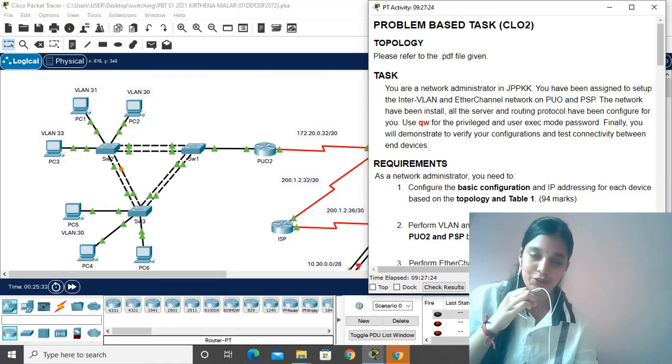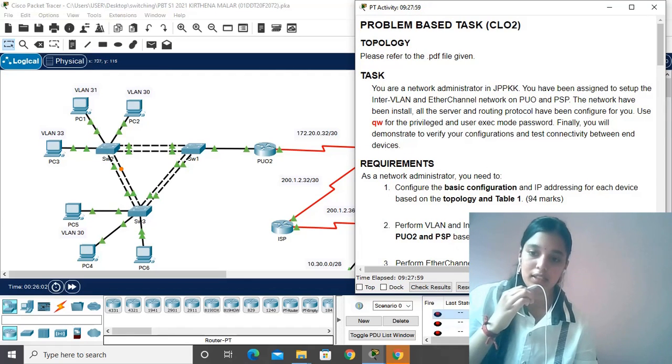A very good day to the lecturer. My name is Kirtana Mala, Doctor of Ravichandran. My matric number is 01DDT20F2072. Today, I would like to show how to use the Cisco Packet Tracer. This is the Cisco Packet Tracer. There is a table and also the instruction given in the Cisco Packet Tracer. First, I would like to start from the instruction given.